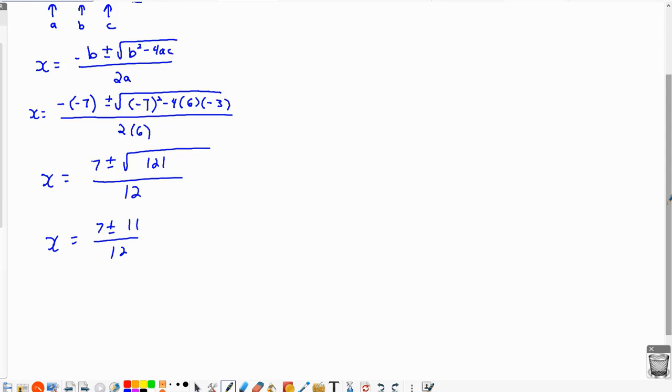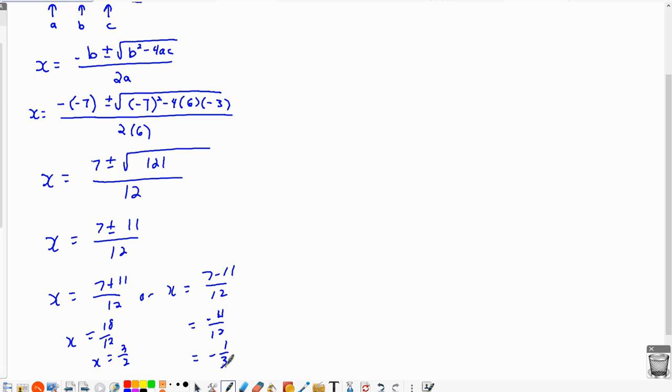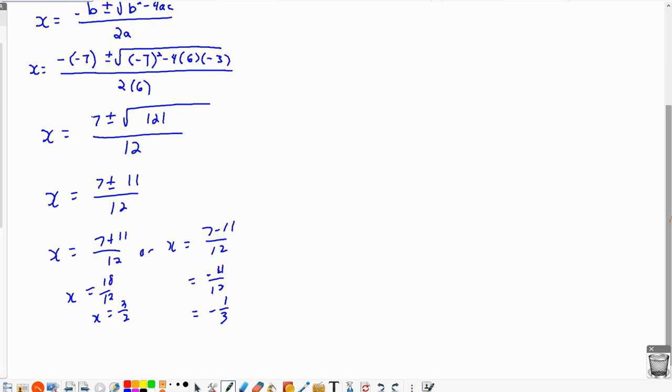I've either got 7 plus 11 over 12 or 7 minus 11 over 12, which is 18 over 12, which is 3/2. And this one's negative 4 over 12, which is negative 1/3. So those come out pretty nicely. But it also asked for the decimals. So there's the decimals.